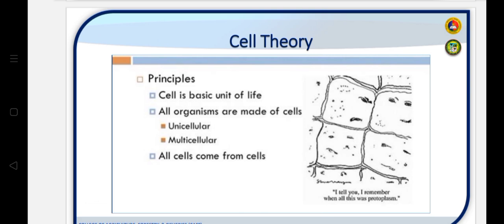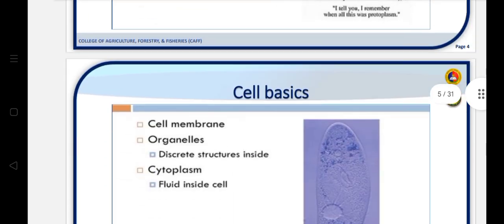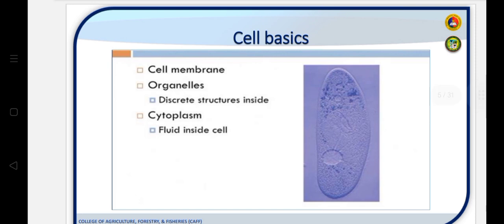So remember that these 3 principles form the foundation of biology. They remind us that cells are not just small, they are essential. Without cells, there is no life. Okay, let's have the cell basics. Now that we know the principles of cell theory, let's look at the basic parts of a cell. Every cell, no matter how simple or complex, has 3 main components.